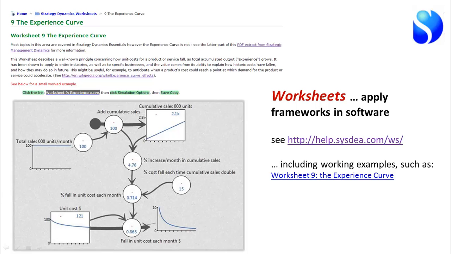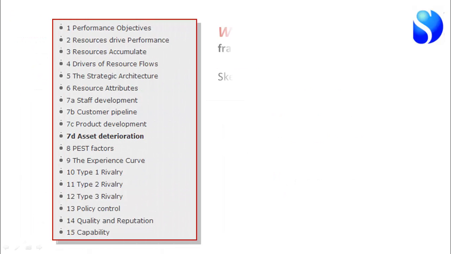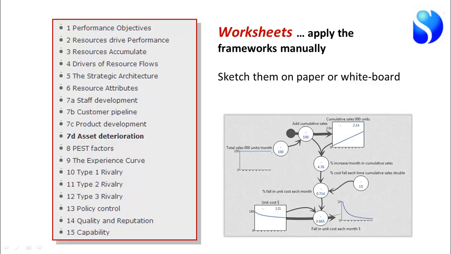So this screenshot on the left is a screenshot from that website, the help system for Sistea, and it is specifically worksheet 9, the experience curve. For every one of these, there is a worksheet at the top of the page, and then if you scroll down, there's actually a worked example of how it's used. So here is the list of the worksheets, and the first 5 of those really take you through the first part of the strategy dynamics principles, putting together this idea of a core central architecture of how the business system works.